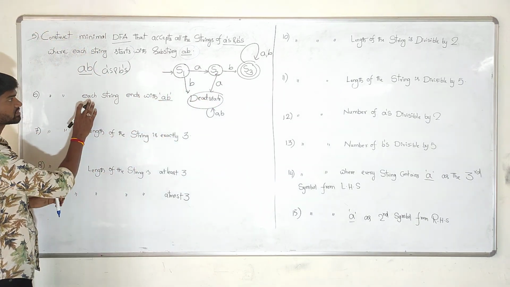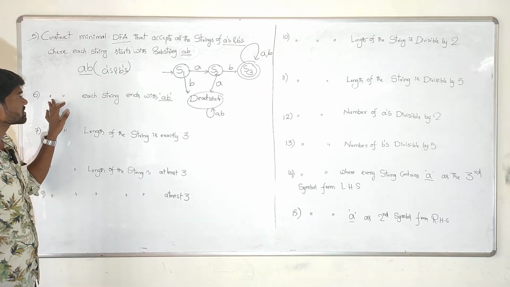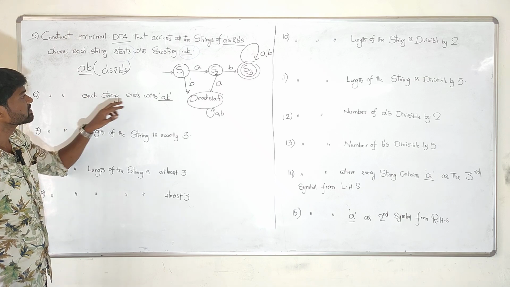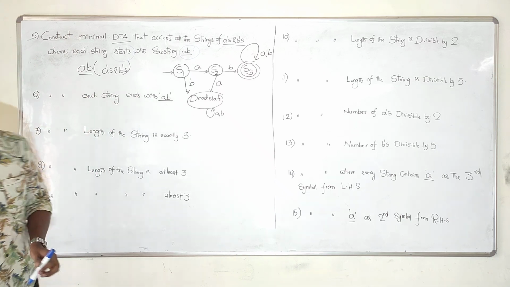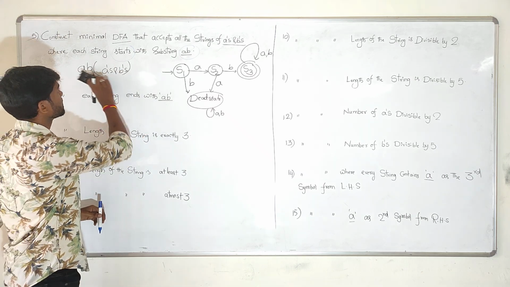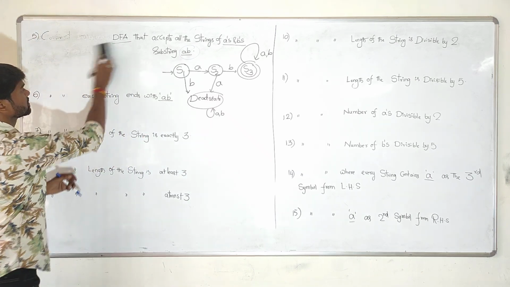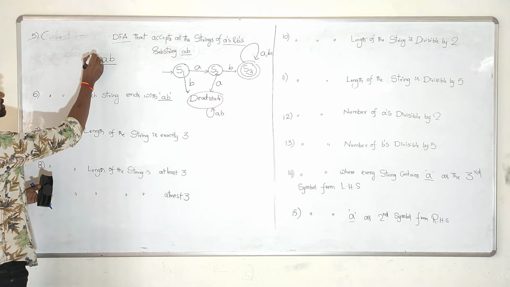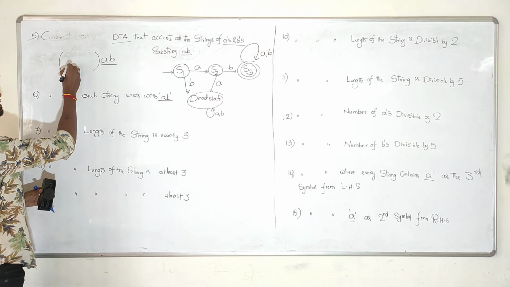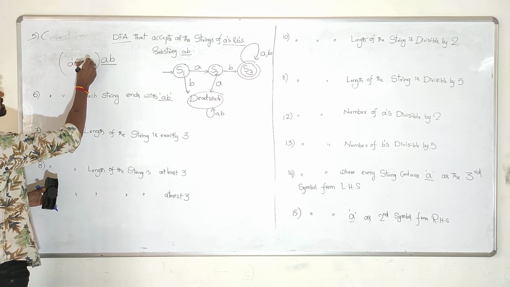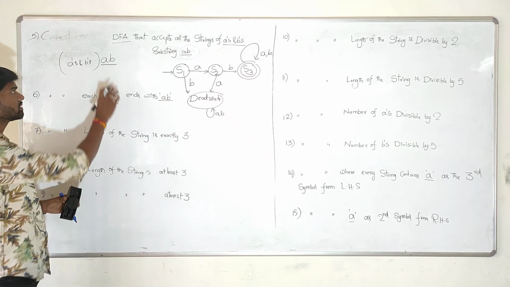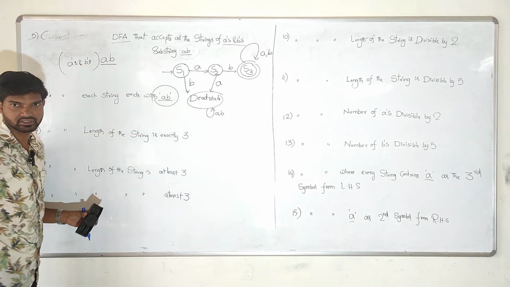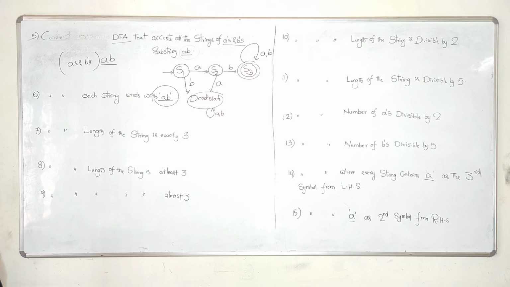And coming to the next example, same: construct a minimal DFA that accepts all the strings of A's and B's, where each string ends with AB. This means that the string should end with AB. The meaning is that at the end AB should be there, and before AB, any number of A's and any number of B's may come, okay for us. But at the end, what should be there? AB should be there. That's the meaning of the sixth question. So how can we construct the sixth question?